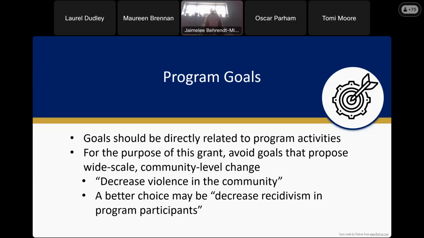Even if your program positively impacts participants, violence could still be committed by people who aren't in your program, or it could be caused by other factors that aren't being addressed by your program. And so that's why we do want to make these goals manageable and realistic, just to make sure that you're able to actually measure the things that you all are doing and be able to show that impact effectively.